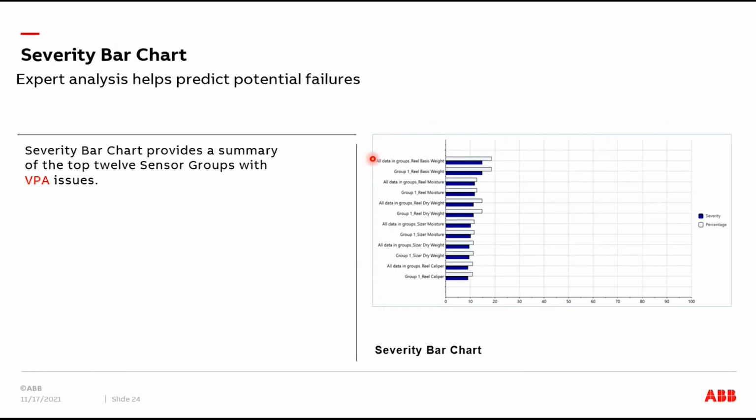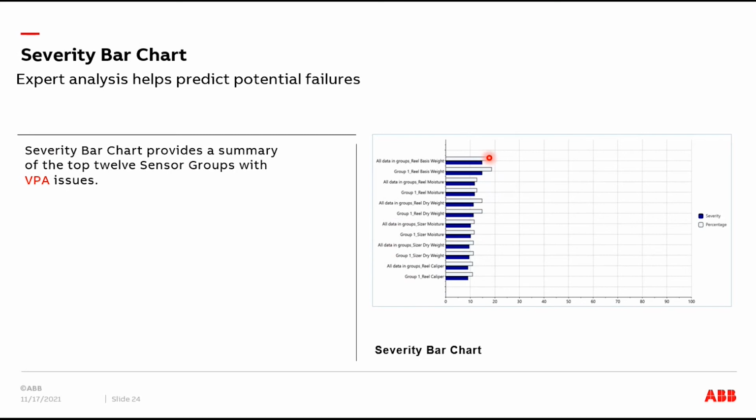This is the severity bar chart. It provides a summary of the top 12 sensors grouped with the VPA issue. The severity provides an average of the KPI, where 0 represents good and 100 represents bad, over the specified time period. The severity is the calculated average of all KPIs over the scan report period for a given sensor VPA value. So here, if you see, there are two bars: one is the severity bar and one is the percentage bar, which can be sorted as per the requirement.